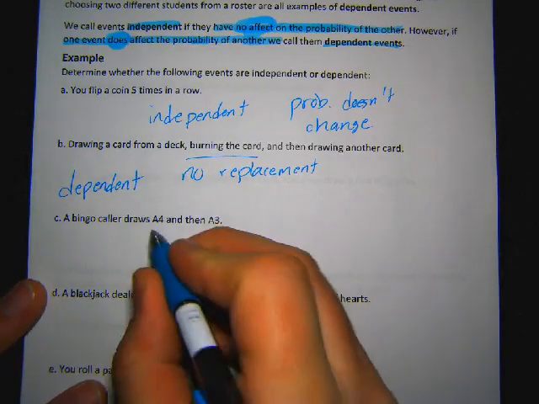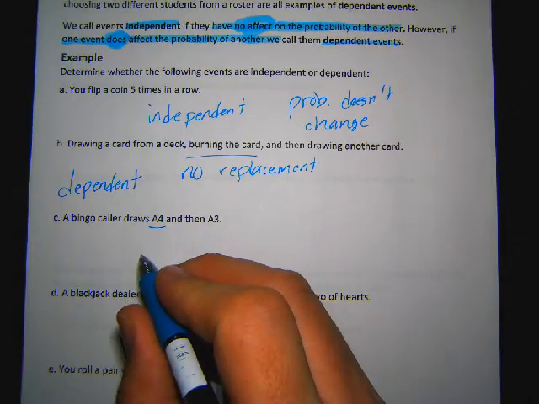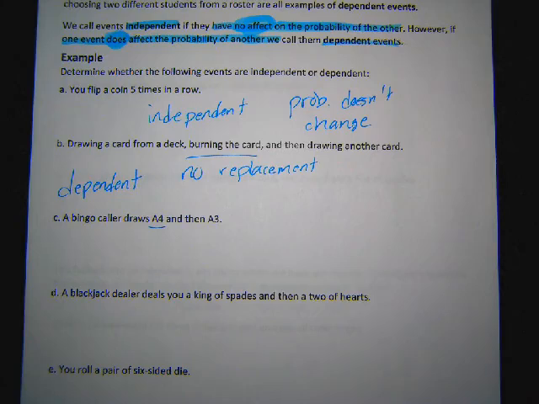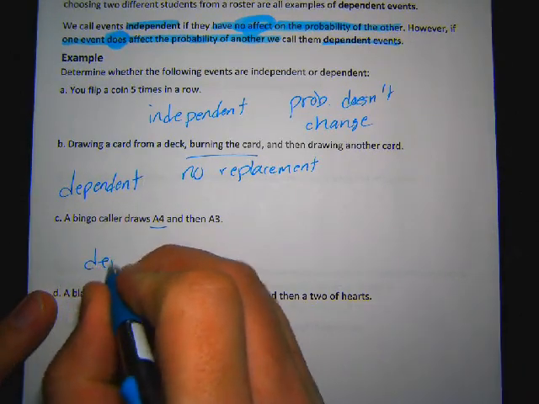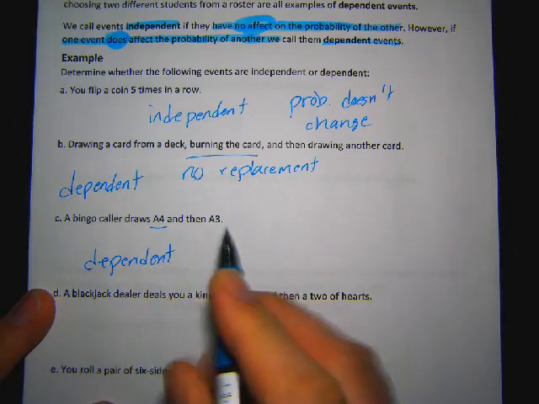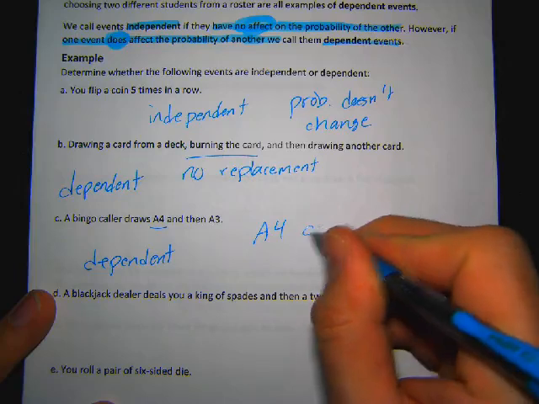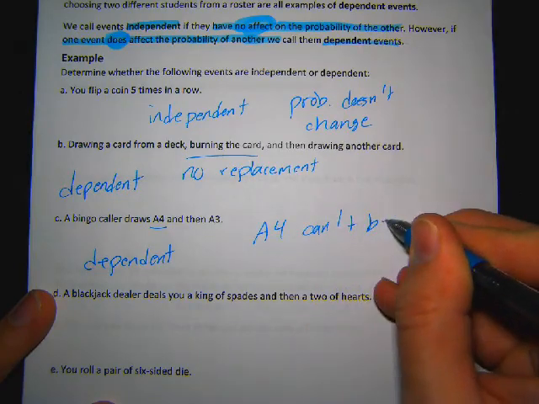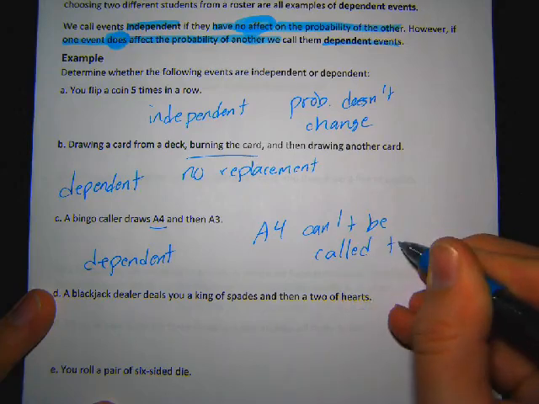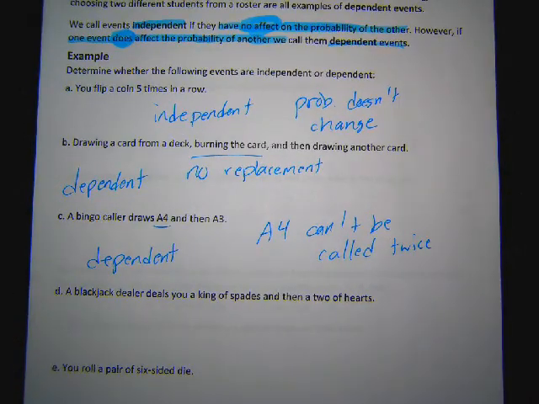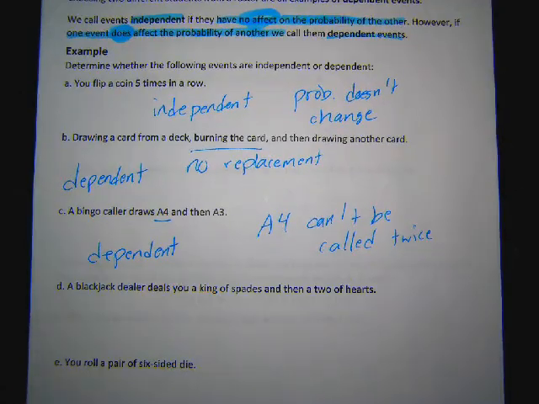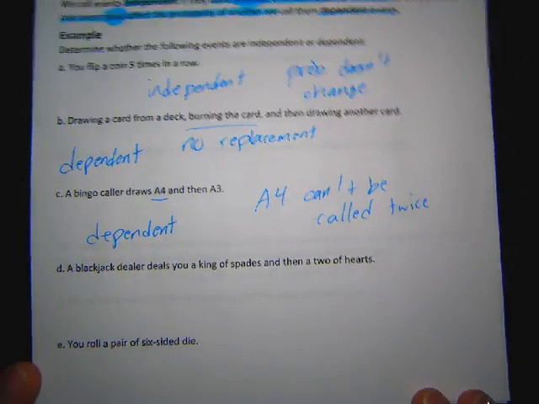So because the A4 isn't going to be used again, once that one's pulled out, the chances are different now for getting A3. Because before there was more balls in there that you could pull and get your number. Now there's less, so we've changed the probability. It's actually more likely A3 than it was before you drew A4. So this is dependent. And again, it's because A4 can't be called twice. So we've changed the number of options there are. We removed one. Just like when you pull a card out, don't replace it. We didn't put A4 back in the mix.